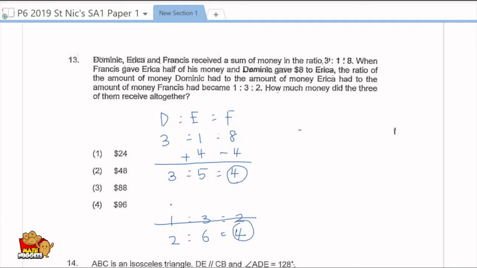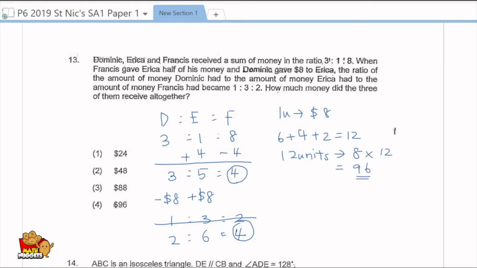At this point, it's only Dominic giving $8 to Erica. So this tells us 3 and 2, 5 increased to 6. So therefore 1 unit we know is $8. How much money did the 3 of them receive altogether? Everybody would be 6 plus 4 plus 2, which is 12 units. So I need to find 12 units. 8 times 12, which is $96.